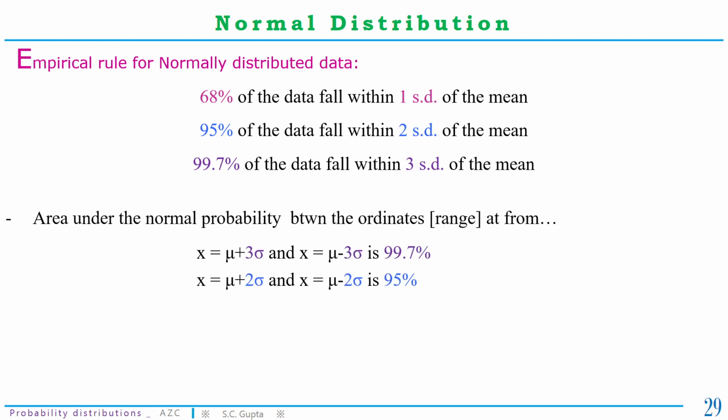Area under the normal probability curve between the ordinates or range from x equal to mu plus 3 sigma and x equal to mu minus 3 sigma is 99.7%. Between x equal to mu plus 2 sigma and x equal to mu minus 2 sigma it is 95%.